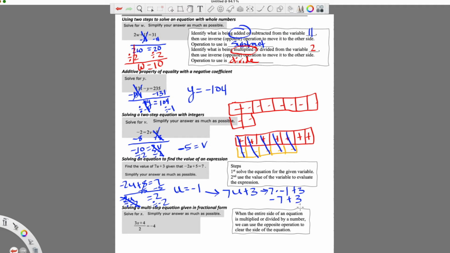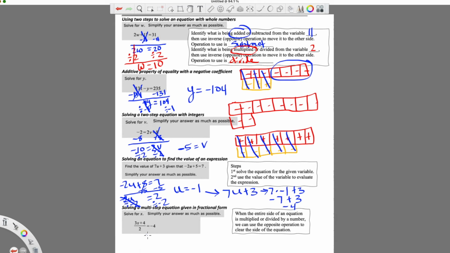So here we can use some algebra tiles again. So I'll do 7: 1, 2, 3, 4, 5, 6. There's my -7s in the correct color. And then plus 3. Here's my 3 positives. Positive, positive, positive. And I'm going to cancel them out, 1 to 1, 1 to 1, 1 to 1. And I'm left with 4 negatives. So it's -4 is my answer.